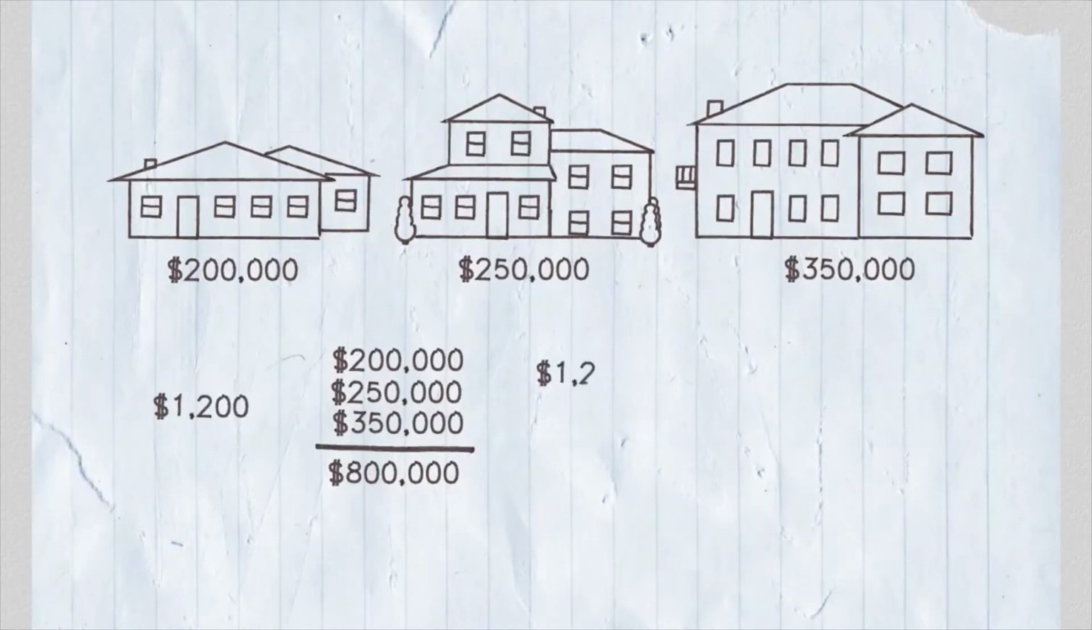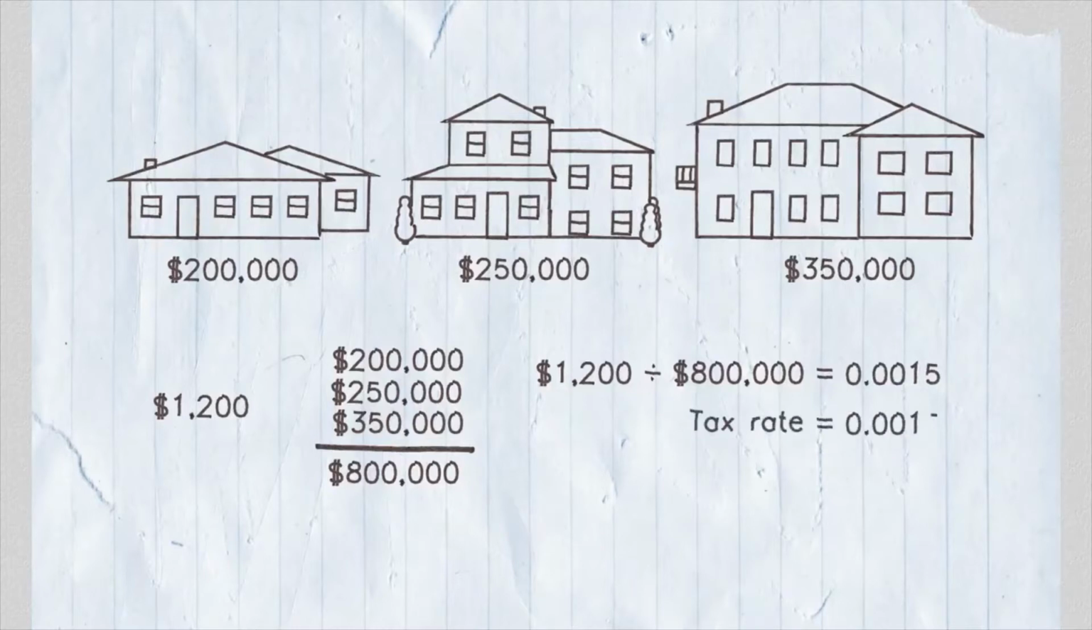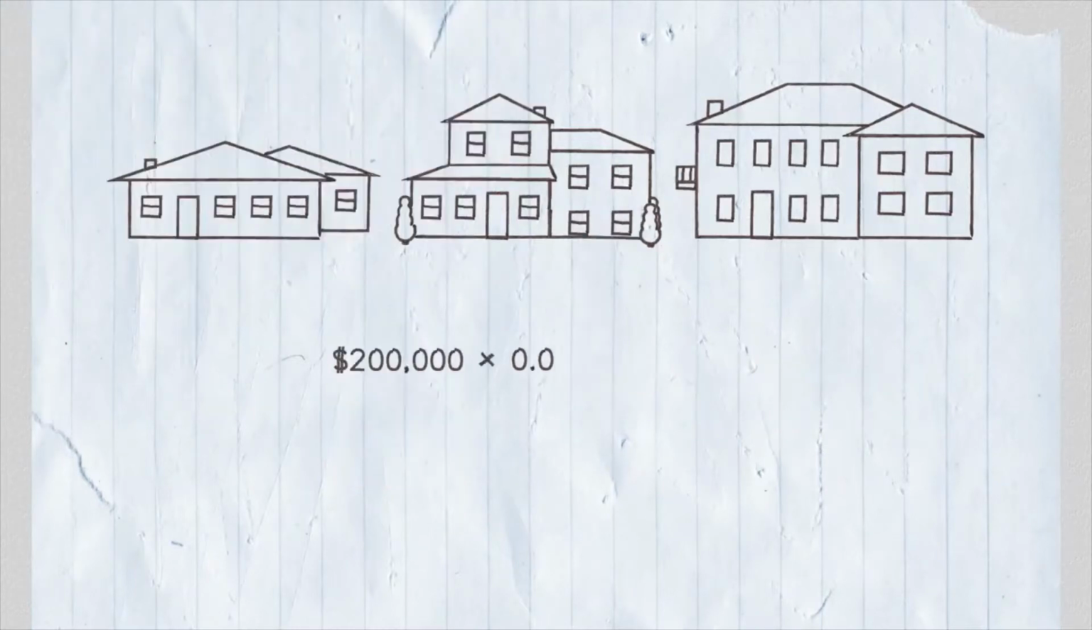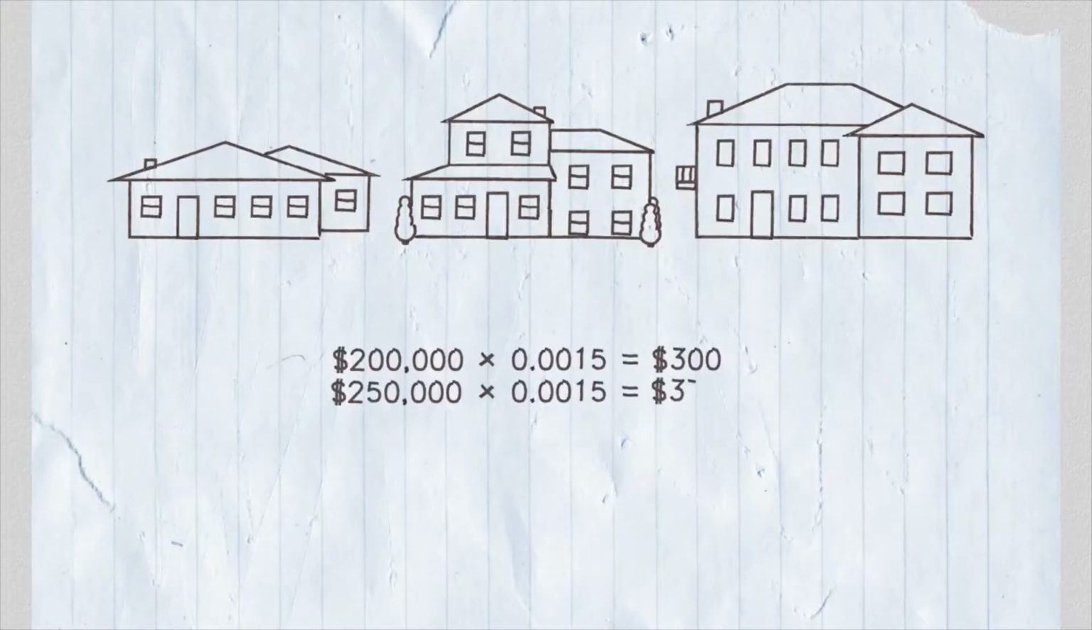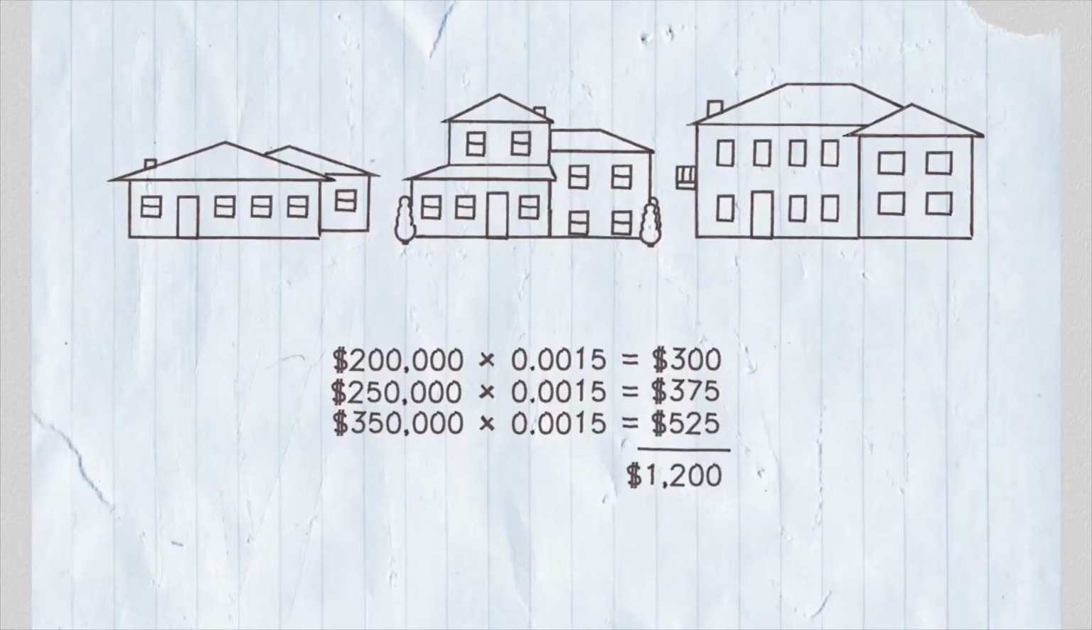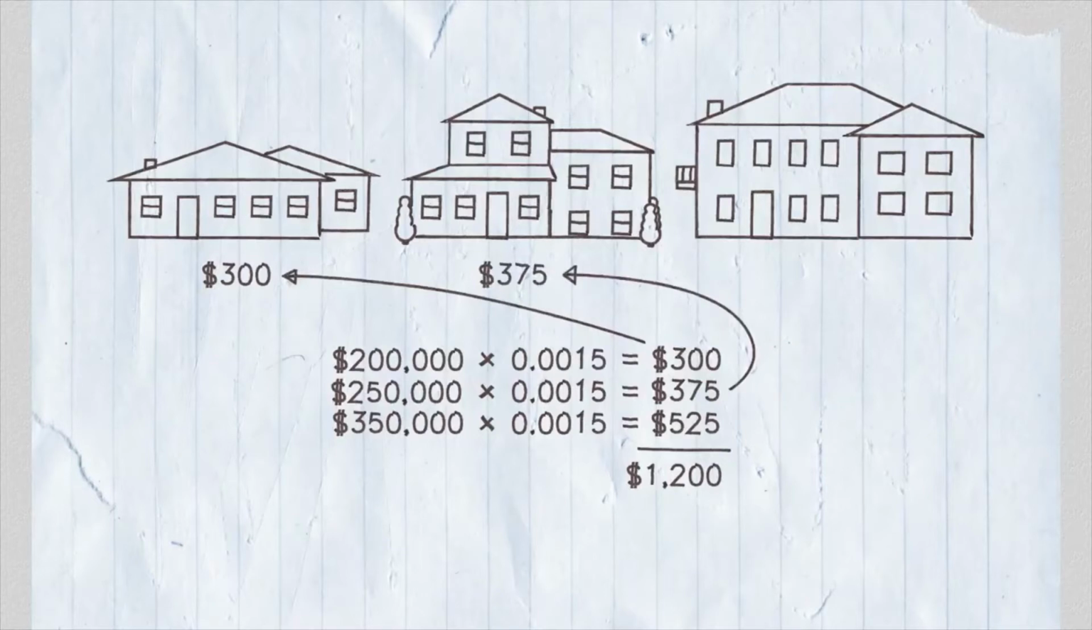To calculate the tax rate, you divide the cost to provide services by the total assessed value of all the properties in the town. This establishes a tax rate. Now, to calculate how much tax each home pays, we multiply the tax rate by the assessment. As you can see, the first house would pay $300, the second home would pay $375, and the highest valued home would pay $525.